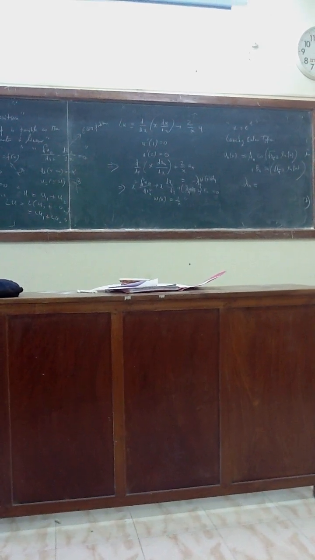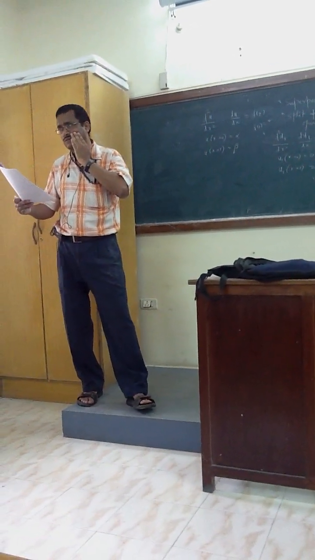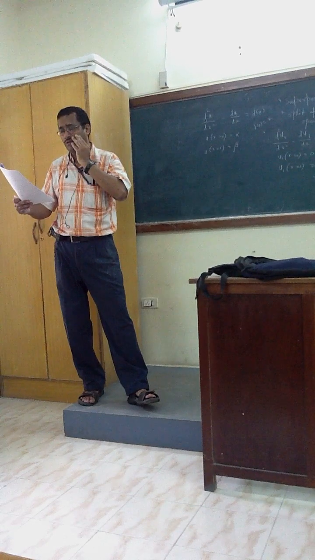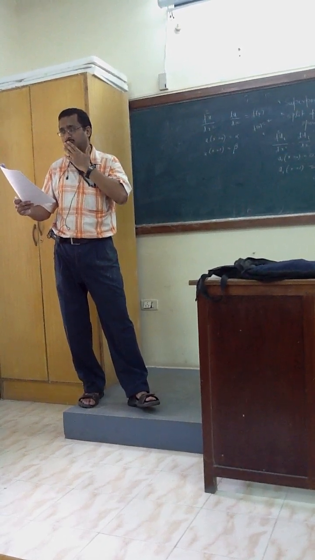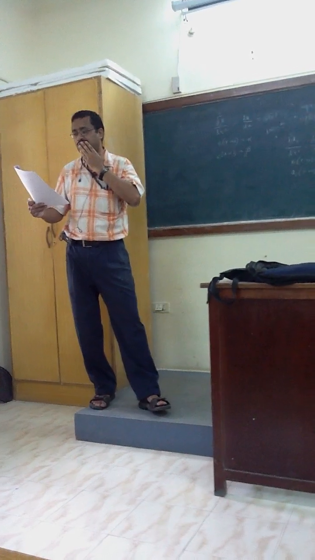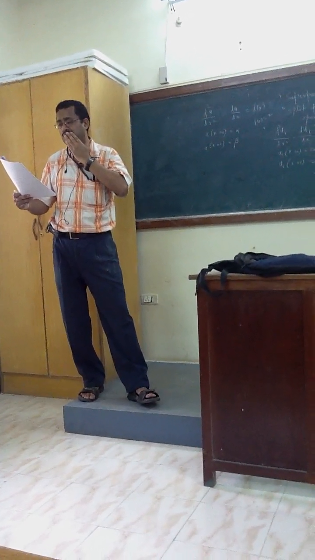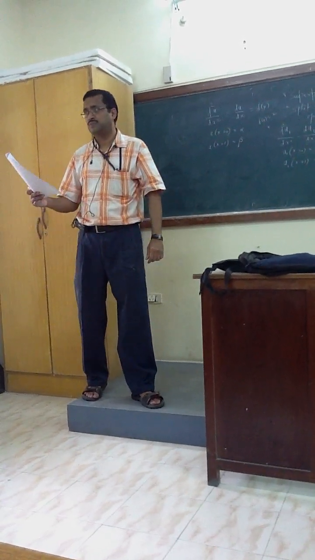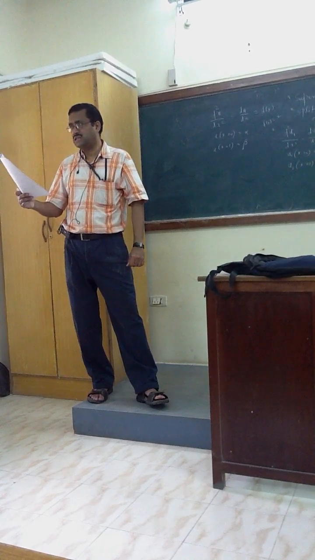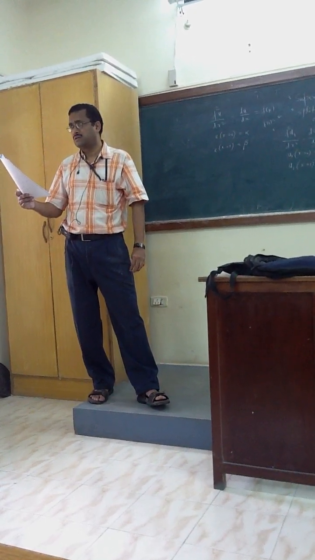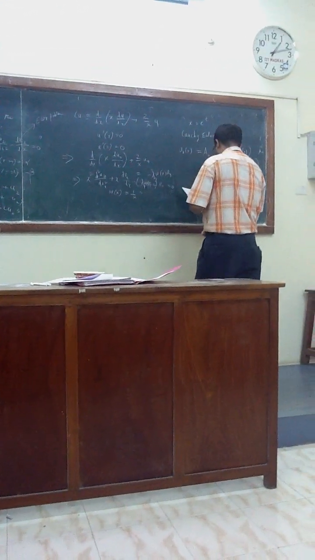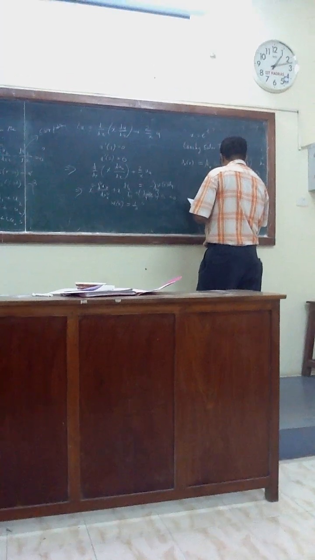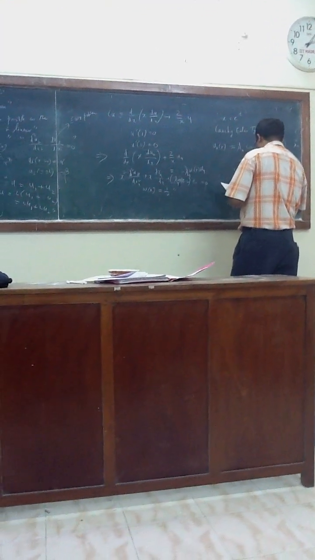Give me n square pi square by ln 2, minus 2 or plus 2? Always we are having some problem with minus or plus. Minus or plus? Plus. Plus, yes. So lambda n is 2 plus n pi by ln 2 whole square.